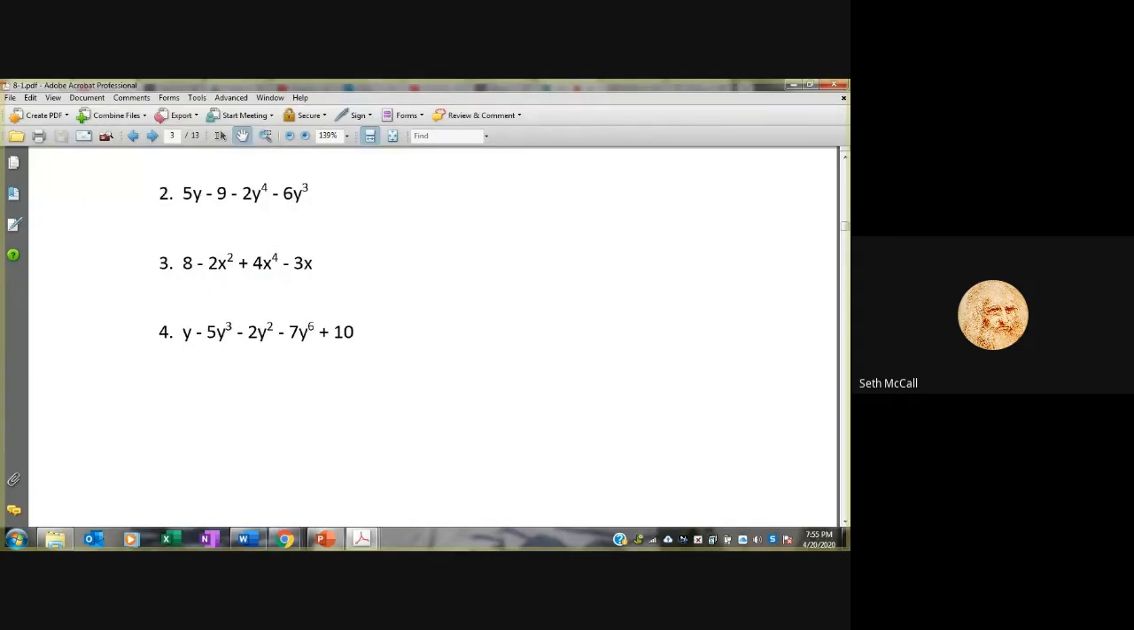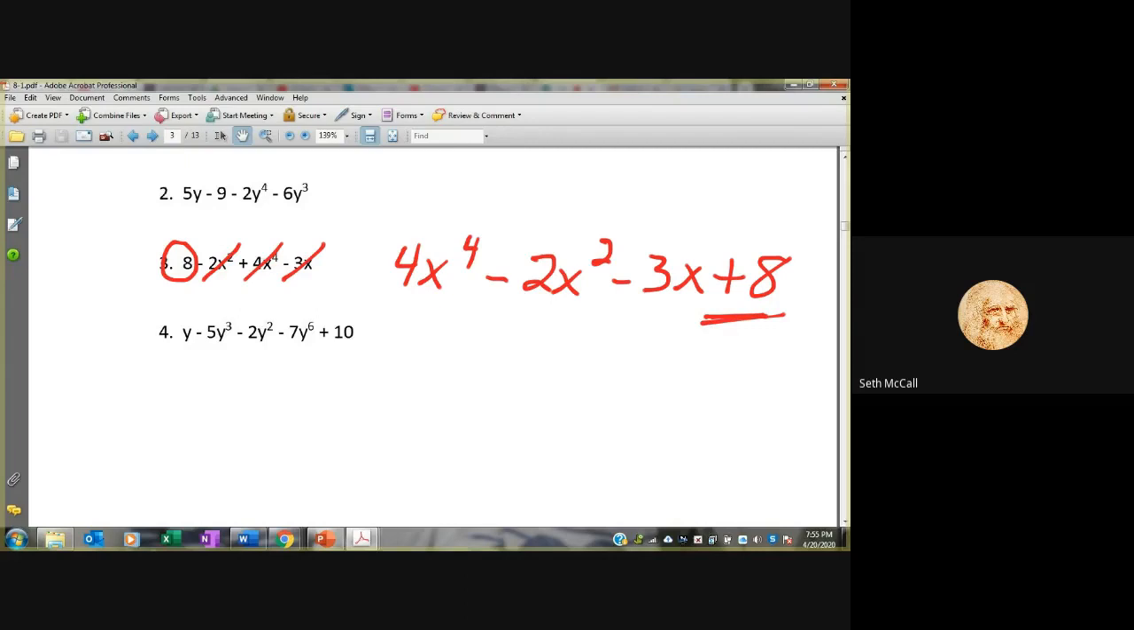The highest power is 4x to the 4th. Cross that off. Followed by negative 2x squared. Cross that one off. Then your minus 3x. Cross that one off. And then finally, plus 8. One thing to keep in mind, I'm going to erase this for a second. If you look over here at this 8, notice there's no sign in front of the 8. So that means it's a positive 8. That's why right here we put plus 8.